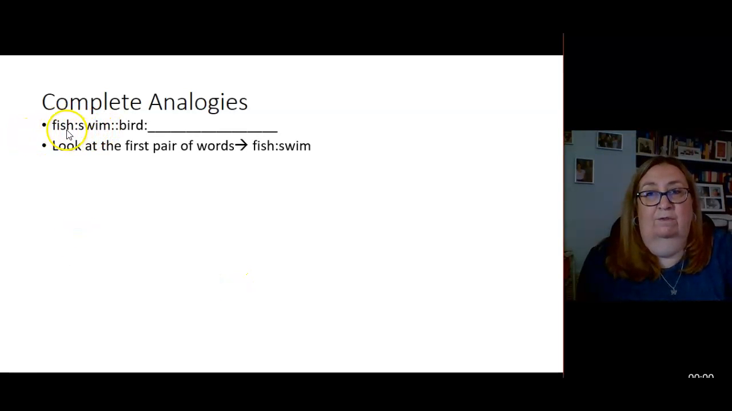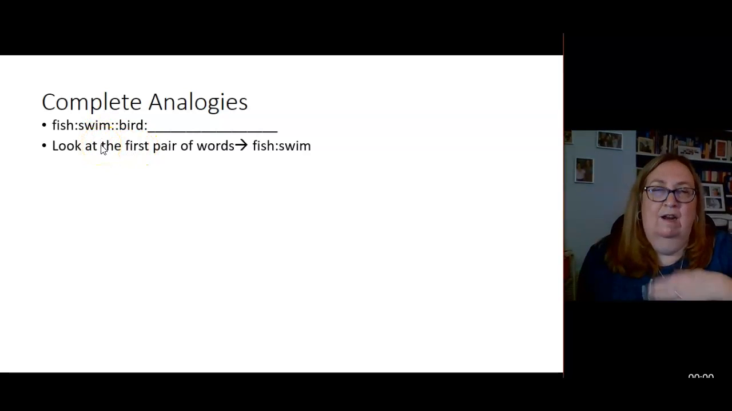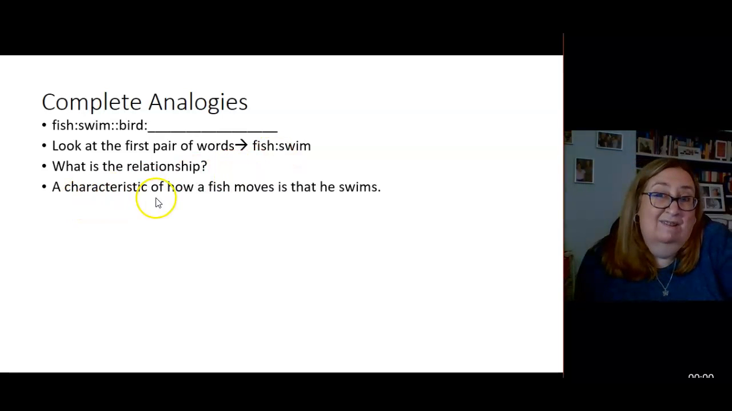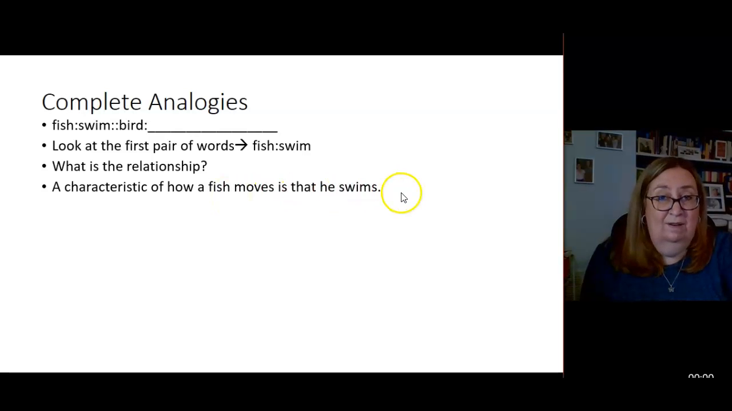So let's look at this first pair of words. Fish is to swim, and then we're going to move on. We're going to complete this analogy as bird is to something. I can't even care about the bird right now. I mean, I care about birds, but I can't care about it right now. We have to just look at that first pair of words. Fish is to swim. I have to find the relationship between these two words so that I know how to complete the blank. What is the relationship between fish and swim? A characteristic of how a fish moves is that he swims. For a fish to move, he must swim.